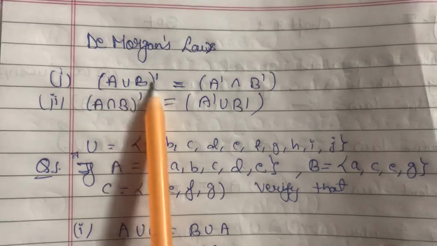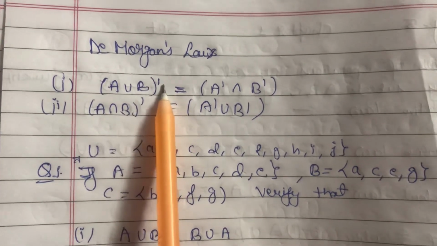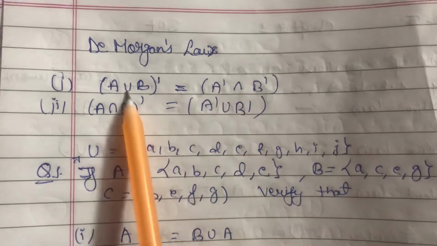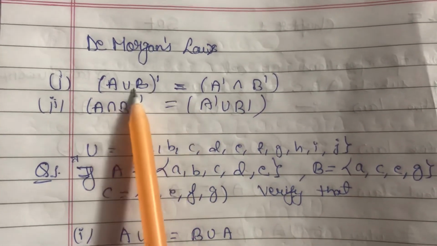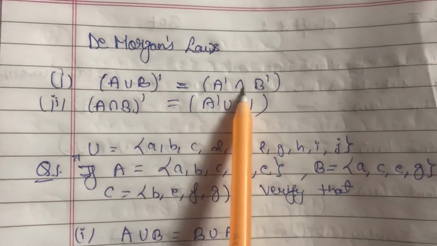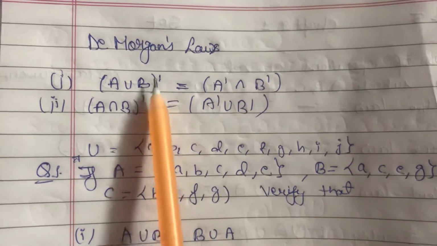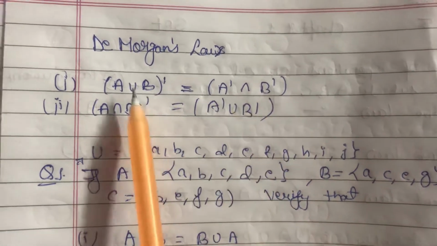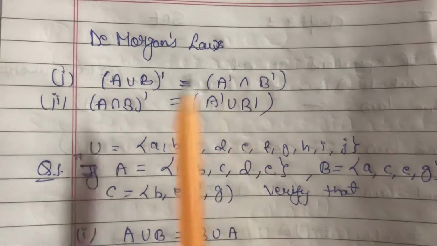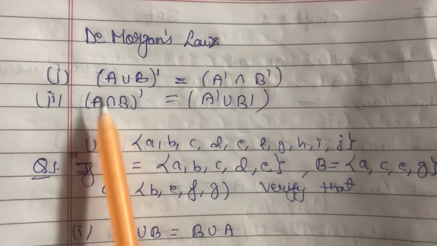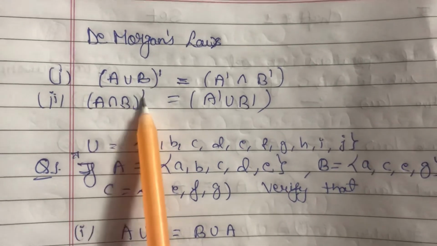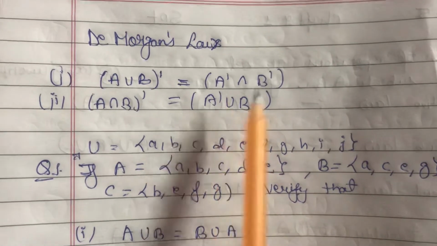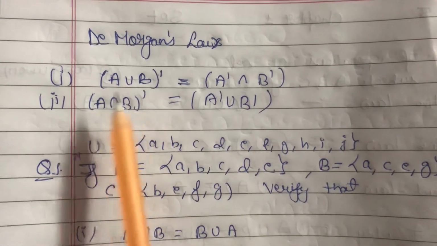That is (A union B) complement, here this is the symbol of complement, is equal to A complement, and this union, if we remove the bracket, then this union changes into intersection, so intersection B complement. So here it was entire complement, and if we break it into two parts, then this union becomes intersection. Similarly, for the intersection also, (A intersection B) complement is equal to A complement union B complement. This is how De Morgan's law can be stated.